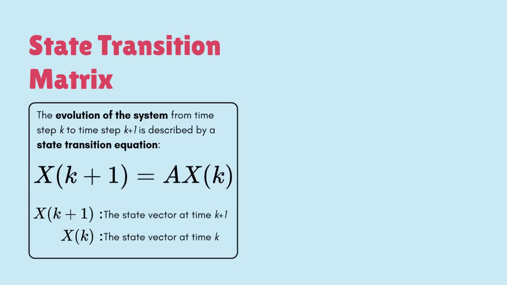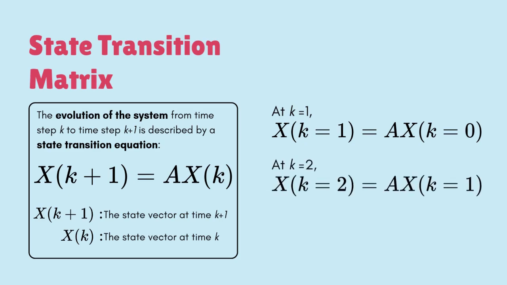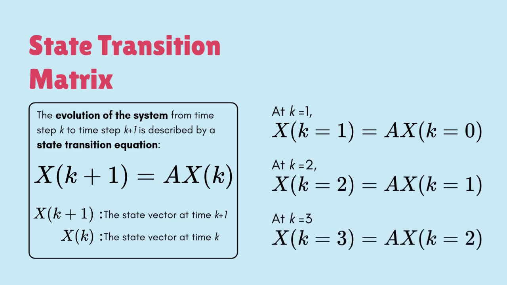The formula, x of k plus 1 equals matrix A times x of k, is essentially a little three-step machine you just run over and over. You take your current state, x of k, you multiply it by matrix A, and boom, out pops your next state, x of k plus 1. Want the state after that? No problem. Take that brand new vector, plug it right back into the formula, and multiply by matrix A again. It's just a continuous, repeating cycle of multiplication.